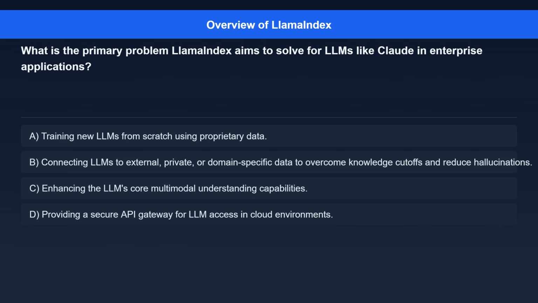Question 1. What is the primary problem LlamaIndex aims to solve for LLMs like Claude in enterprise applications? Option A. Training new LLMs from scratch using proprietary data. Option B. Connecting LLMs to external, private, or domain-specific data to overcome knowledge cutoffs and reduce hallucinations. Option C. Enhancing the LLM's core multimodal understanding capabilities. Option D. Providing a secure API gateway for LLM access in cloud environments.